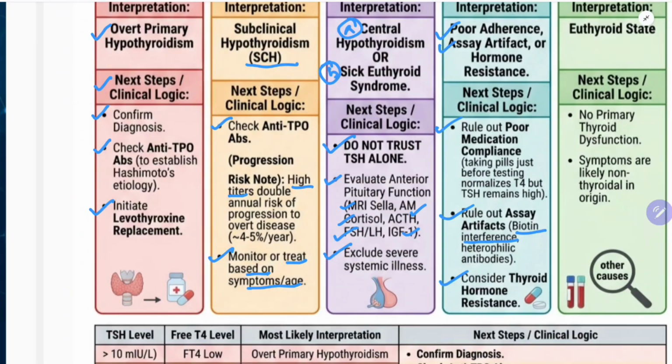Consider thyroid hormone resistance also, meaning peripherally, maybe selenium deficiency. When there is selenium deficiency, deiodinase will not work, so you can consider that also. But the most common cause is poor medication compliance. The second one, you can look at assay artifacts, mainly due to biotin. Third one is thyroid hormone resistance.